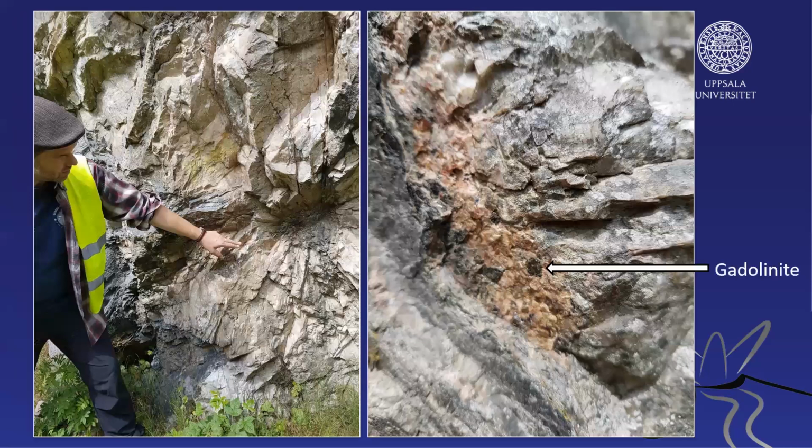So if we look a bit in detail, the rock looks like that. I think this star pattern you see in the picture was probably made by explosives. But in a closer look, this is what you see, and you see there are black patches. They are gadolinite, full of rare earth elements. Okay, so just to remember, pegmatites, that's good stuff.